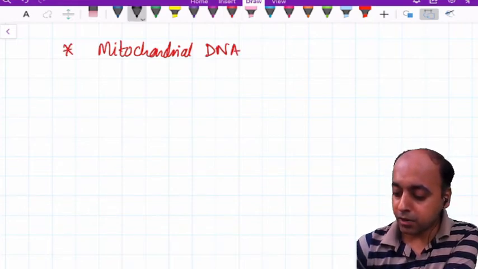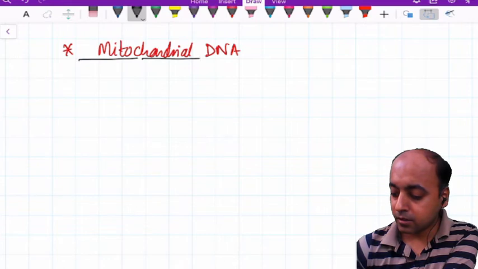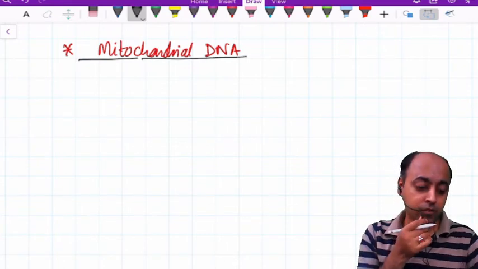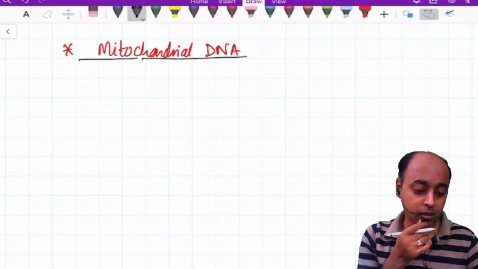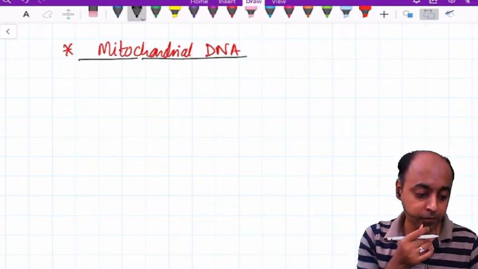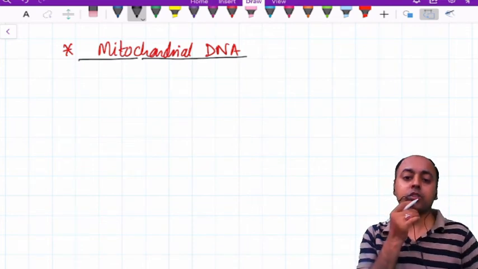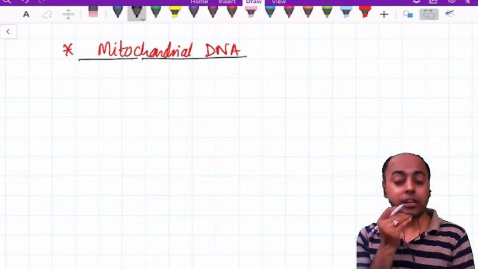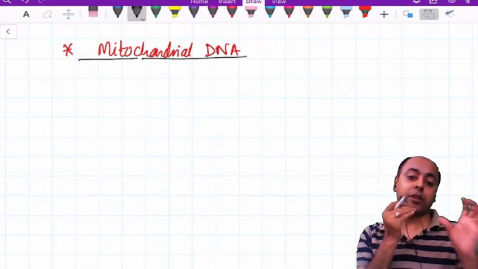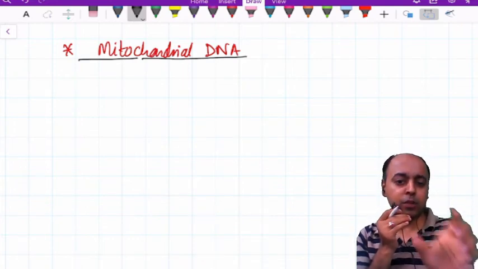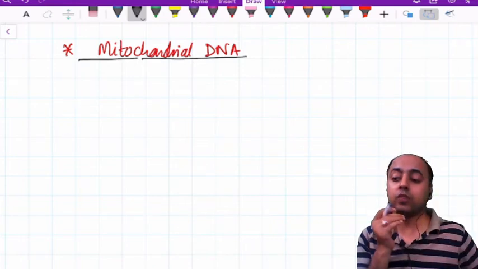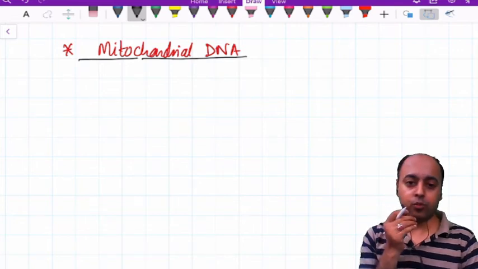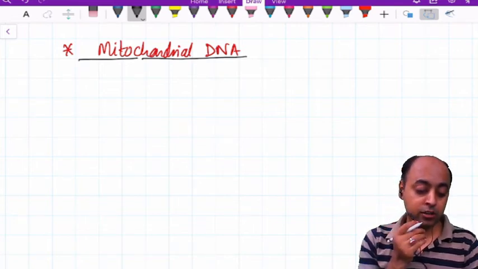Now this mitochondrial DNA is a very common question in your exam. Very frequently you get to write a short note on the mitochondrial DNA. When we get the long question on the DNA, then also the mitochondrial DNA can be added as a small part of that long question, where you may need to write for the mitochondrial DNA for maybe 2 or 3 marks. So we should know some important points about the mitochondrial DNA.